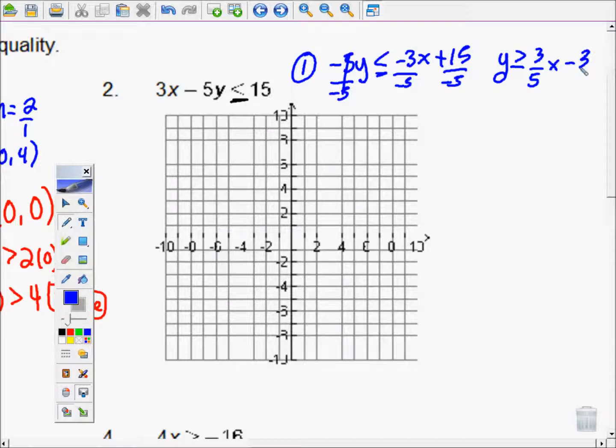So when there's a number with the y and it's negative and you divide by it, it's going to change my inequality. Even if it's just this one, or any inequality? It changes. All right, so 2.